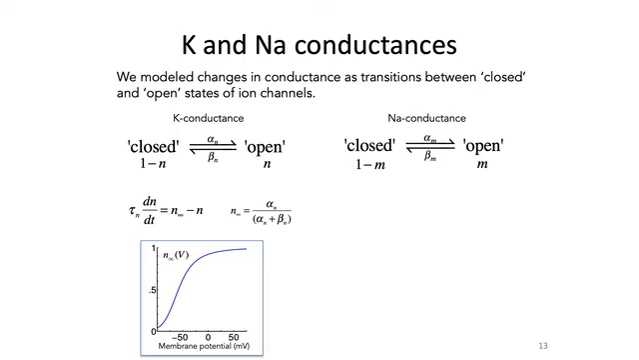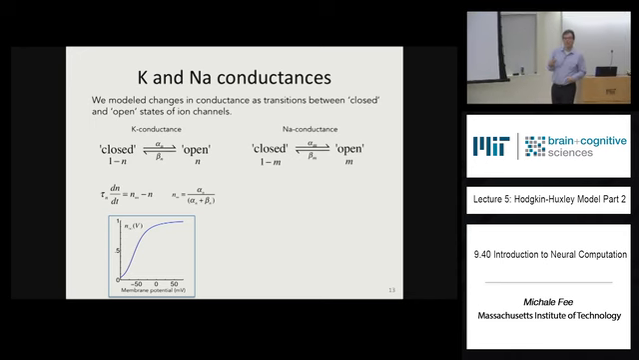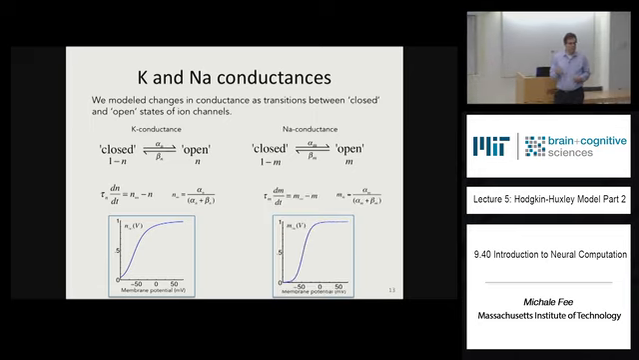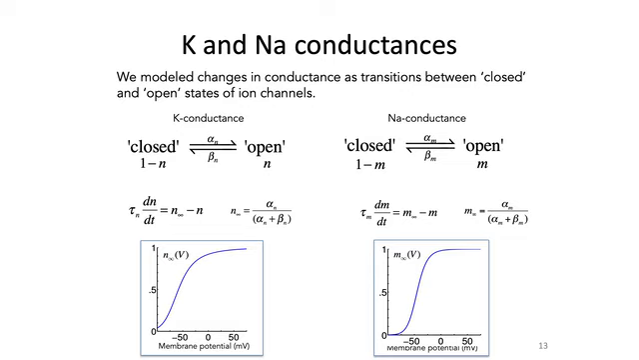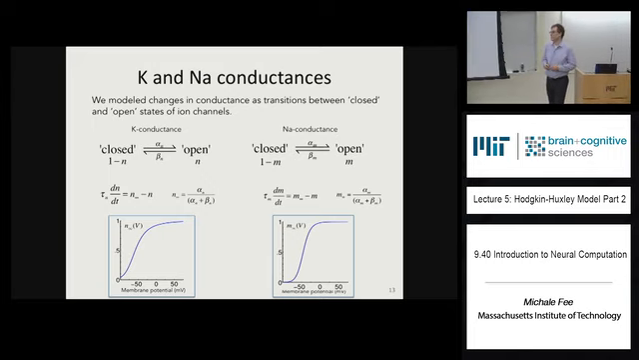We have an open state, a closed state, a probability m of being in the open state. So m is our activation gating variable for the sodium conductance. Probability of being in the closed state is 1 minus m. There's the same kind of differential equation for the m gating variable and an m infinity that has a voltage dependence that looks very much like the voltage dependence of n infinity. Okay?